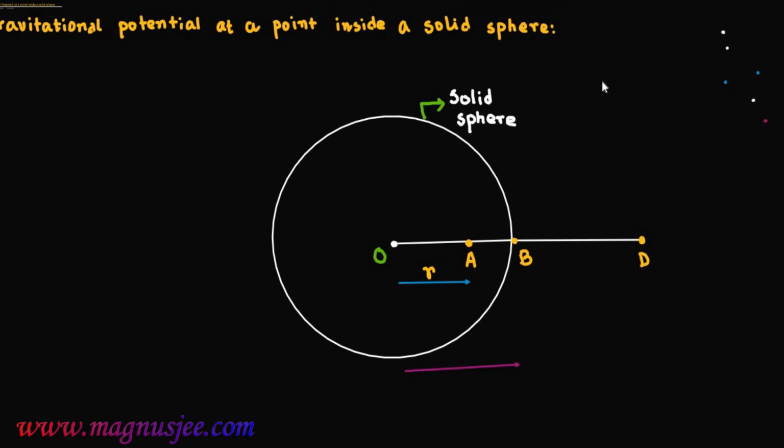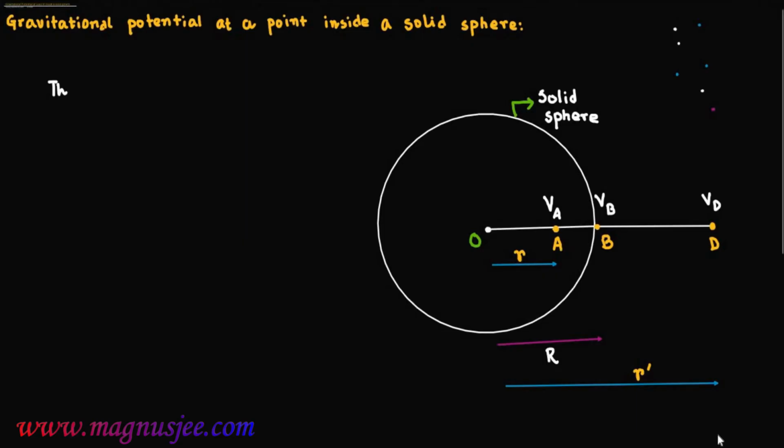Also, capital R is the distance of the point B on the surface of the solid sphere from the center O, that is the radius. Capital R is the radius of the solid sphere. R prime is the distance of the point D, which exists outside the solid sphere. VA is the gravitational potential at A, and VB and VD are the gravitational potentials at the points B and D respectively.